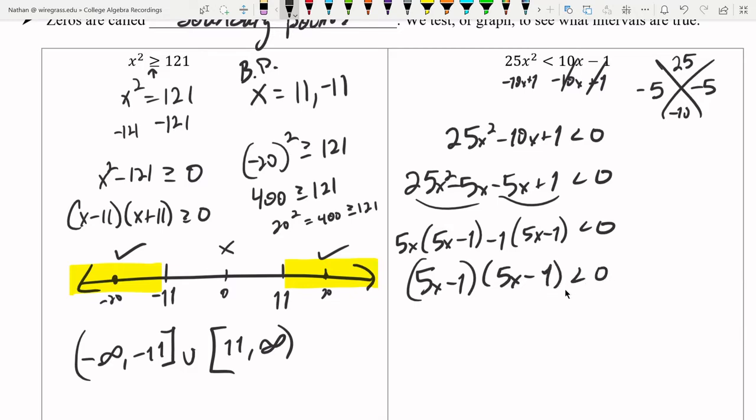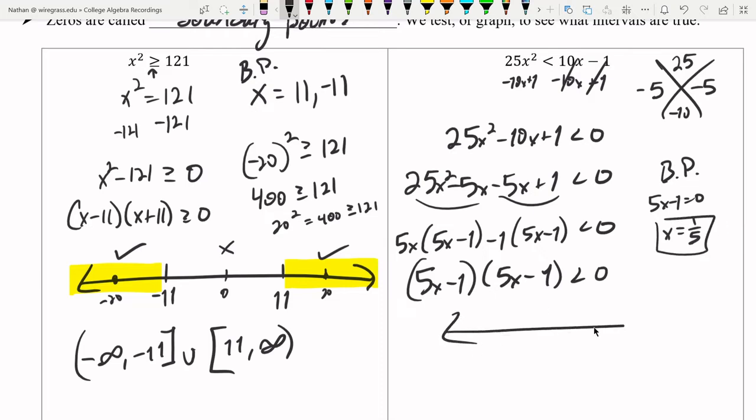And that gives us only one boundary point. The boundary point is when it equals 0. If you were to put that equal to 0, 5x minus 1 equals 0. That happens when x equals 1/5. That's our only boundary point. So we only have two intervals to check. Let's check 0, and let's check some large positive value, like 10.